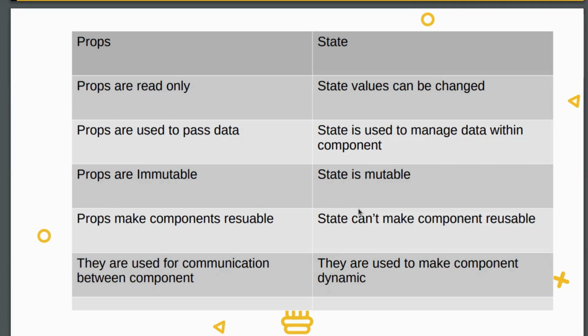Props make components reusable, while state cannot make a component reusable, but it can make a component dynamic. By creating communication between the components using props, we can make components reusable, while with state, we can make a component dynamic. So this is all about props and state. This is how props and state differ. So we should be clear: props are used to pass data which cannot be modified, while state is used to manage the data within the component, which can be modified at any point.